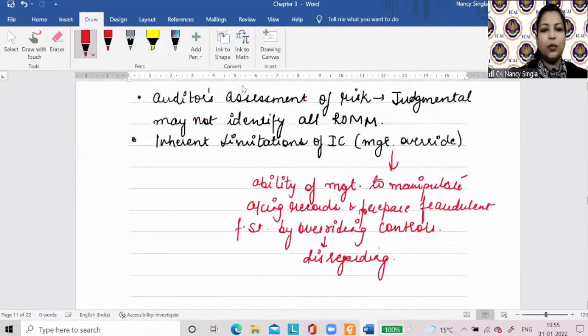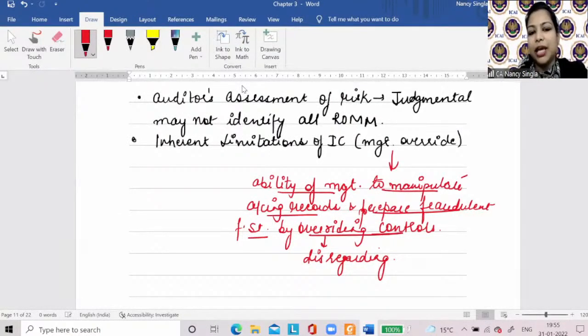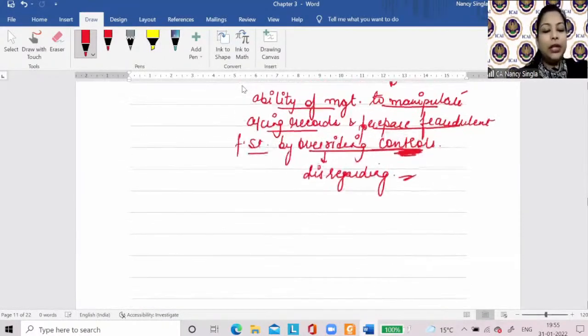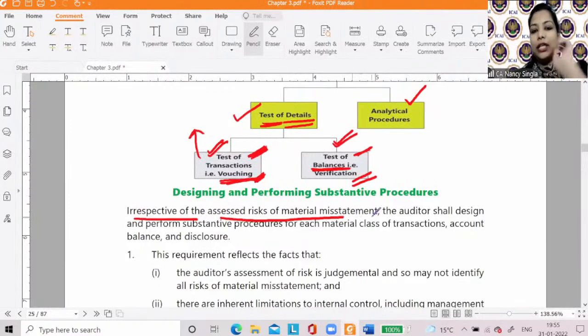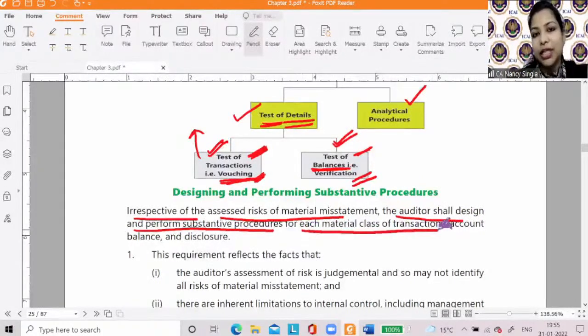this we have seen. What is meant by management override? Ability of management to manipulate accounting records and prepare fraudulent financial statements by overriding the controls. What is overriding? Disregarding. Okay, so let us just have a look at the module. See, irrespective of the assessed risk of material misstatement, what does it mean? That even if ROMM, the risk of material misstatement, is low, the auditor shall design and perform substantive procedures for each material class of transactions, account balances and disclosures.